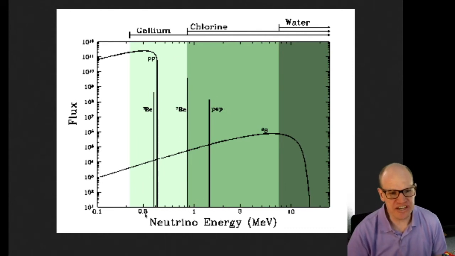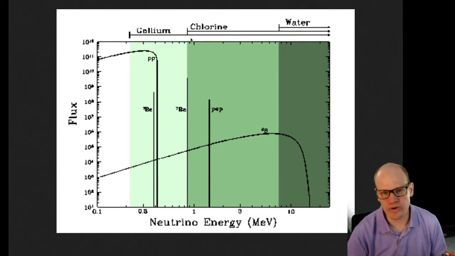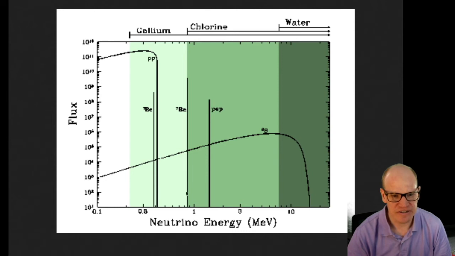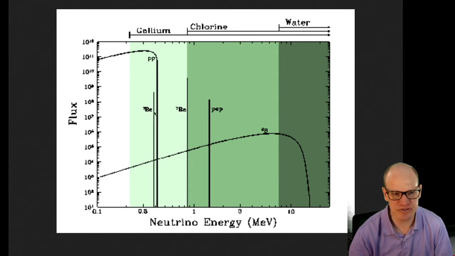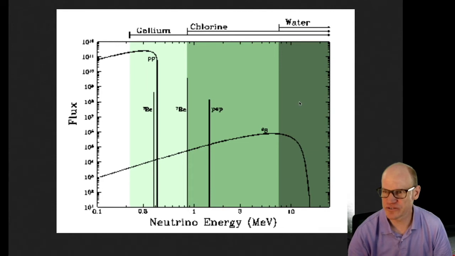Okay, so for the lowest energy neutrinos, chlorine, which was the first experiment, was here, at 0.8 MeV. So chlorine would be able to detect these beryllium-7, the PEP neutrinos, and some of these boron-8 ones. The gallium experiment is sensitive to things that are like a third the energy. So from way down here, it's able to detect these PP neutrinos, and this line of the beryllium-7 neutrinos. So it's sensitive to a lot larger flux of neutrinos.